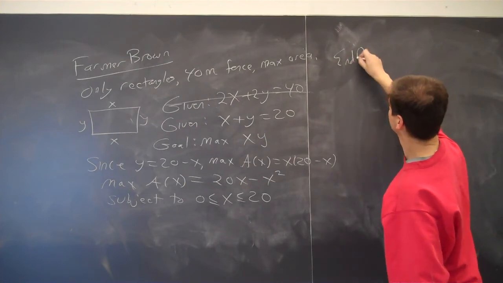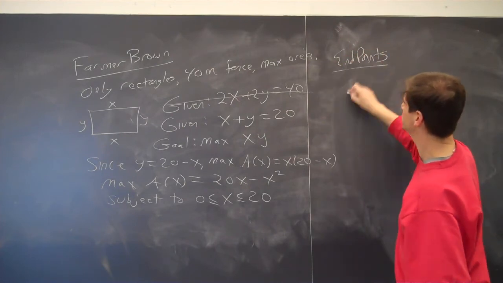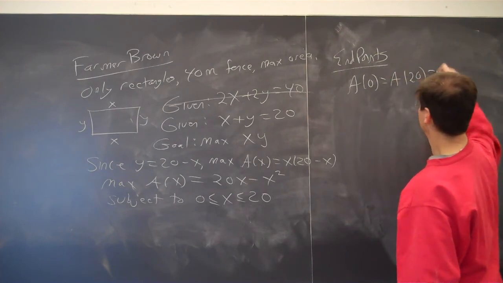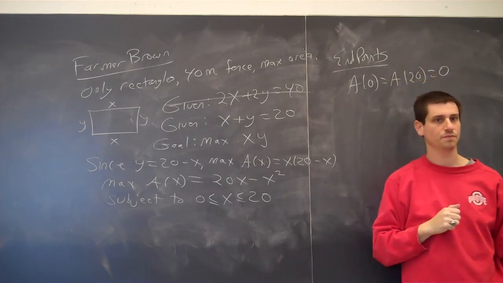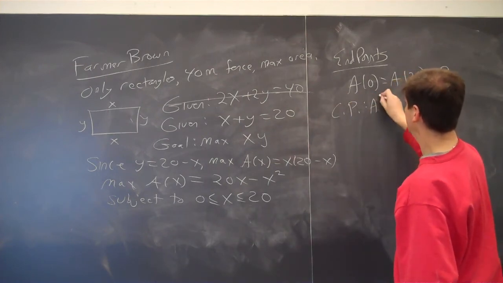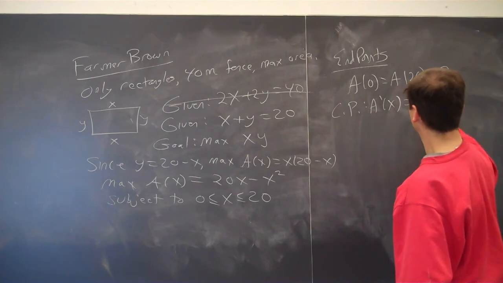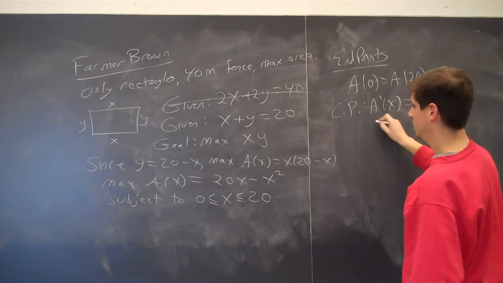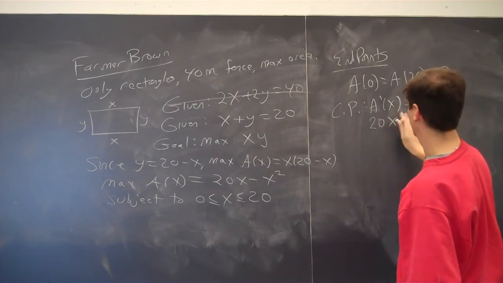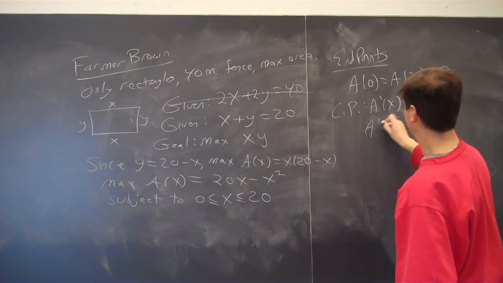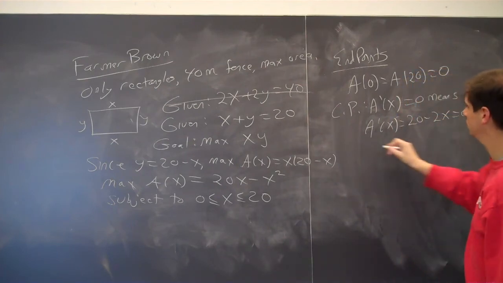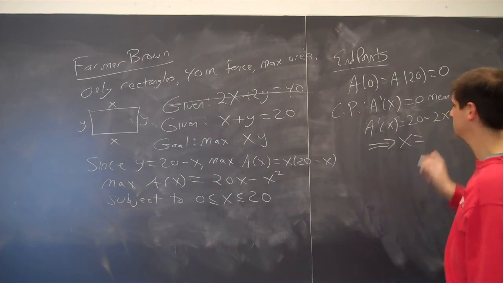So endpoints. Well, endpoints is not so bad. We get A(0) = A(20) = 0. And now the critical points. A'(x) = 0 means A'(x) = 20 - 2x = 0. That implies x = 10.